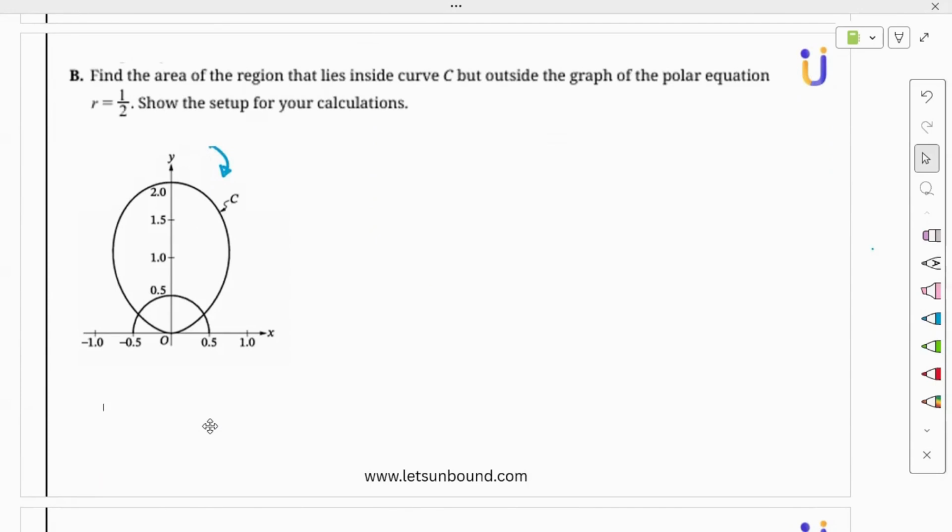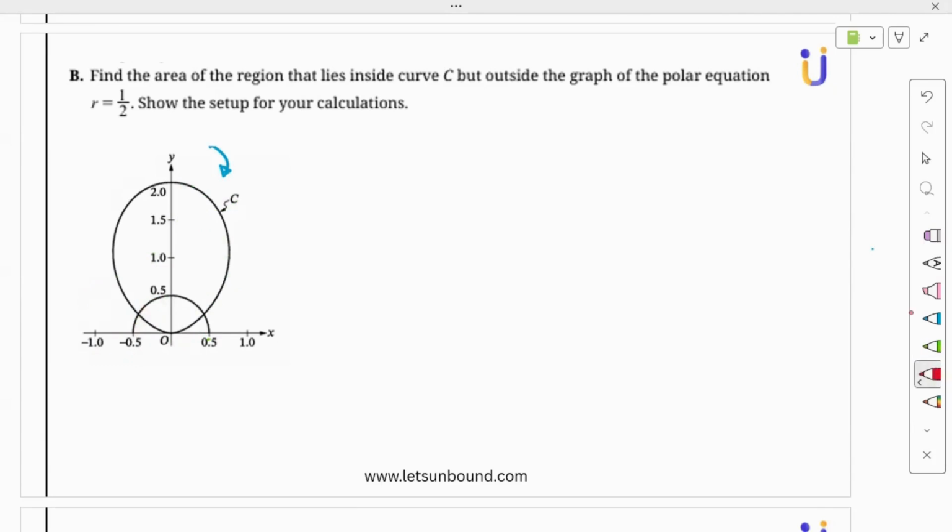Okay, find the area. Find the area of the region that lies inside the curve C but outside the graph of the polar equation. Don't confuse this: it is a polar curve in the xy plane. They define theta from 0 to pi only, but for xy it can be negative, right? So don't think we should find only this area because it's 0 to pi. No, not like that.